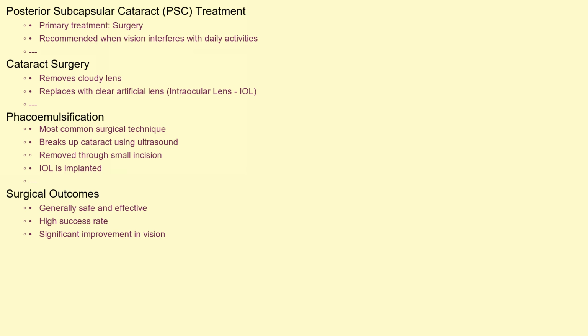The primary treatment for a posterior subcapsular cataract is surgery. Since PSCs often cause significant vision problems early on, surgery is usually recommended when the cataract starts to interfere with daily activities. Cataract surgery involves removing the cloudy lens and replacing it with a clear artificial lens, called an intraocular lens, or IOL. The most common surgical technique is phacoemulsification, where the cataract is broken up using ultrasound and then removed through a small incision. The IOL is then implanted. The surgery is generally very safe and effective, with a high success rate. After surgery, patients typically experience a significant improvement in vision.